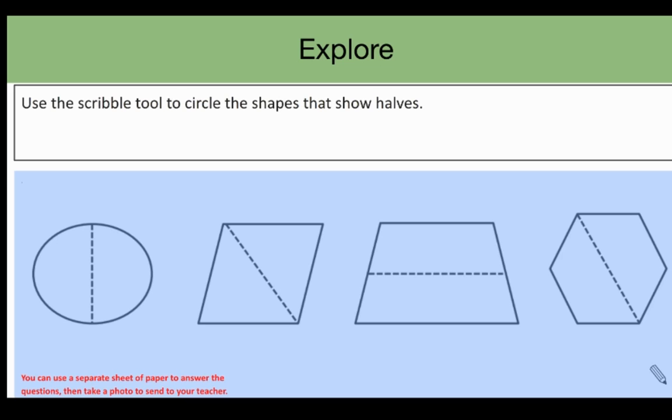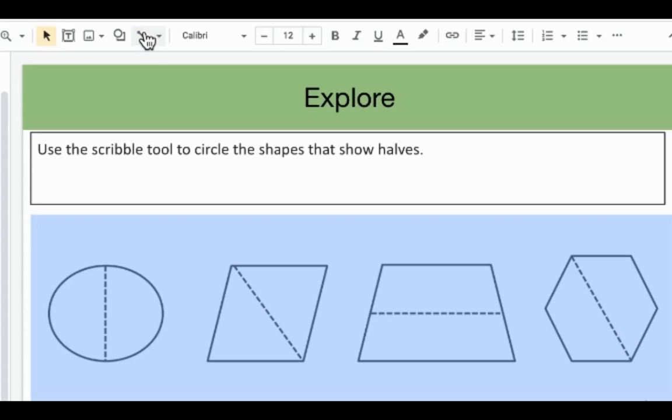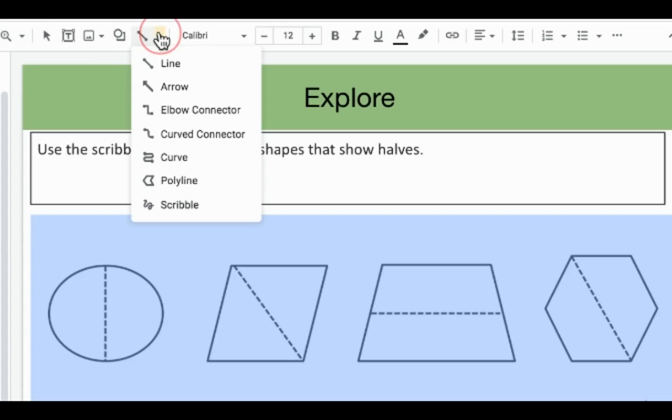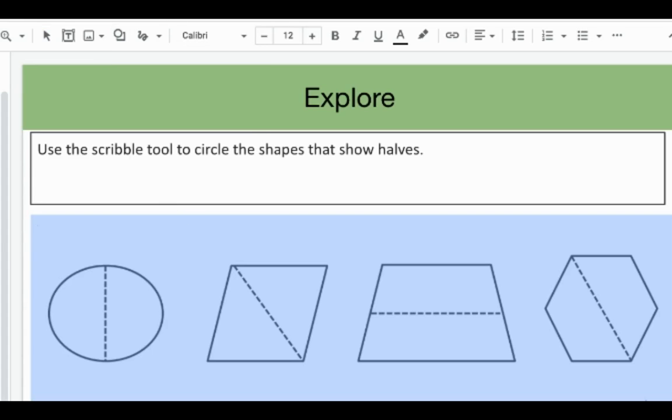All right, it's time for one final example from today's lesson. Read the instructions with me. Use the Scribble tool to circle the shapes that show halves. Now remember, halves is 2 equal parts. Let's go to the top and select the Scribble tool by going to the line icon on the menu and clicking on Scribble. So let's look at the first shape, the circle.